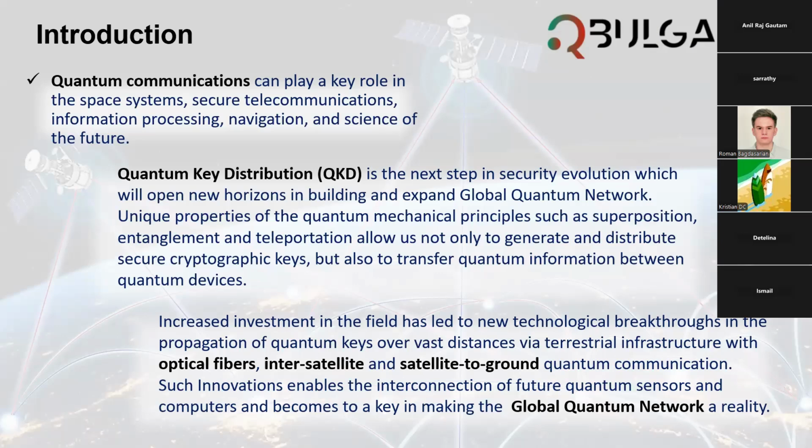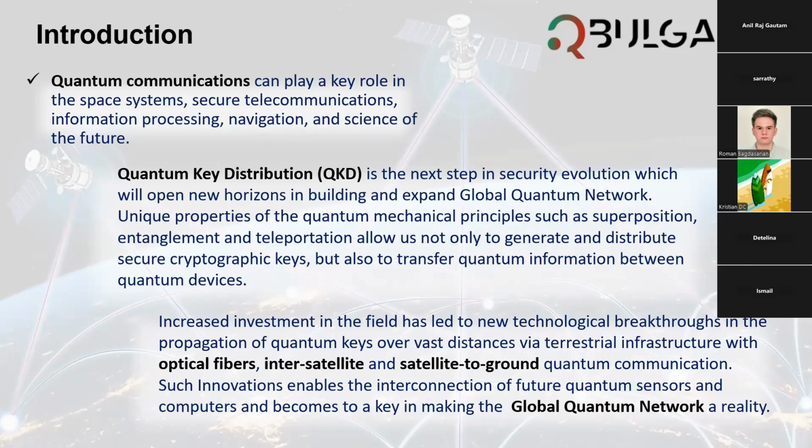How we can use such new technology, because it can play a key role in the space system, secure communication, information processing, navigation, and science of the future. Maybe the first technology that will take place is quantum key distribution. Actually, a lot of investments are done in this area to protect our data today. This is the next step in security evolution, which will open new horizons in building and expanding the global quantum network.